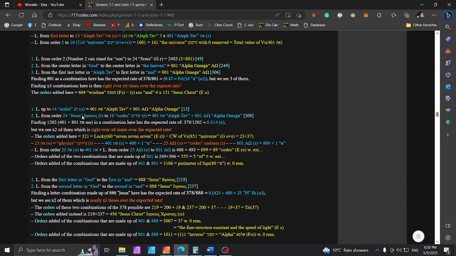It might be you should put universe there instead of Jesus, but I think it is Jesus, okay? But you come to a point in these codes where you have to pick either one or the other, and I picked Jesus there, okay? Anyways, the expected rate we would expect to find a combination made up of Aleph and Tav and alpha omega is actually 0.314, pi. Again, ladies and gentlemen. And then we continue onwards.